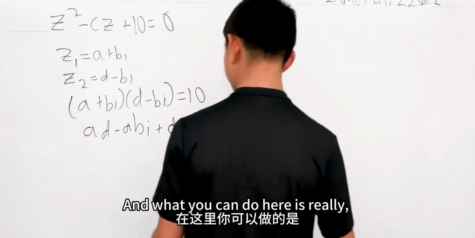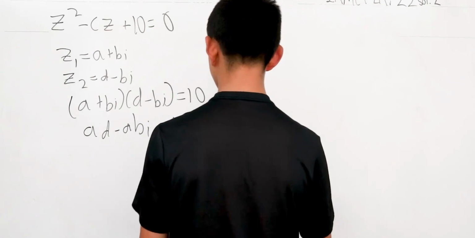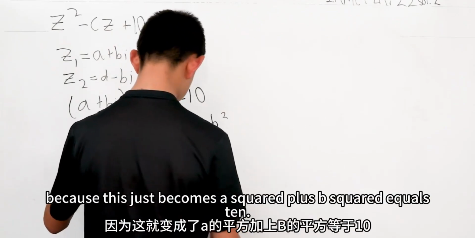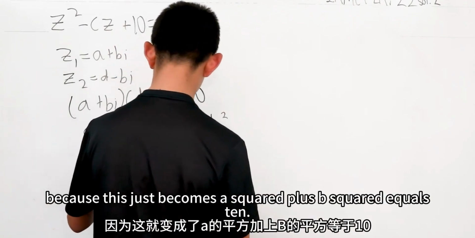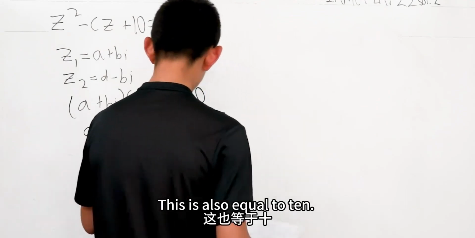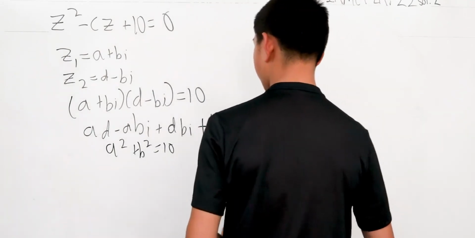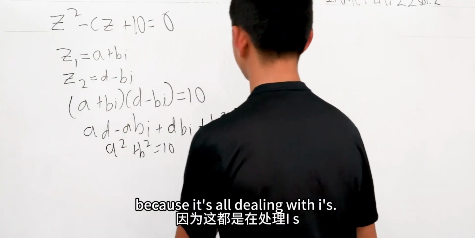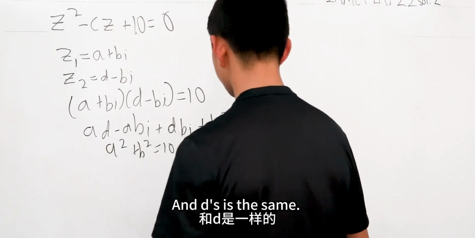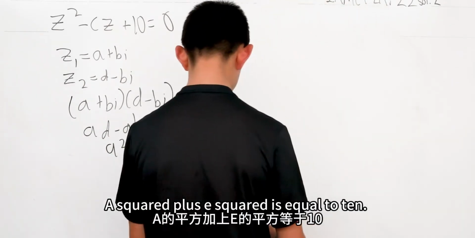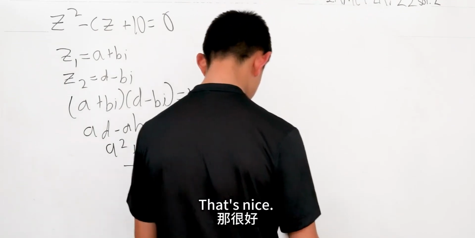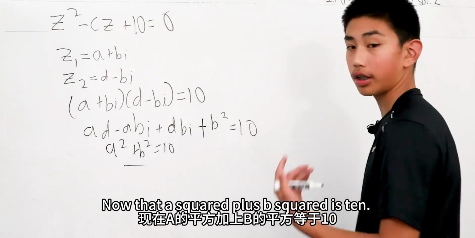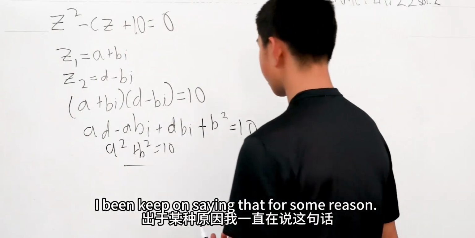And what you can do here is simplify this down, because this just becomes a squared plus b squared equals 10. You can cross everything out because the i terms cancel. So a squared plus b squared is equal to 10. That's nice. Now, you know that a squared plus b squared is 10.